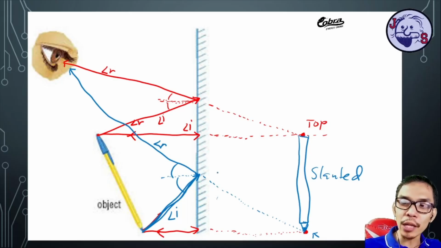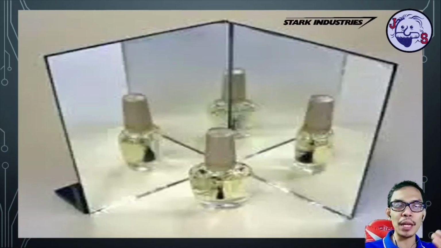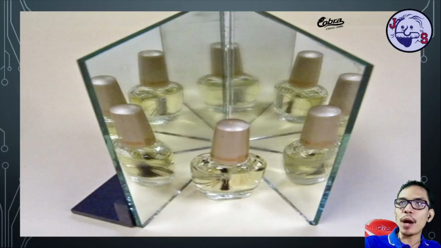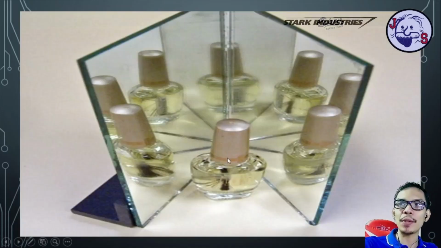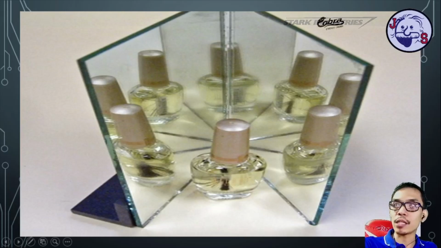Now let's go to the last part of this topic, which is multiple images. If you place two plane mirrors in front of an object at a certain angle, it will create multiple images. The one that you have right here, now I have another one right here. We have how many images? 1, 2, 3, 4, 5, 6, 7. So that is the number of images.